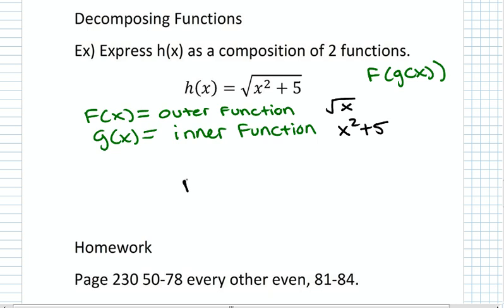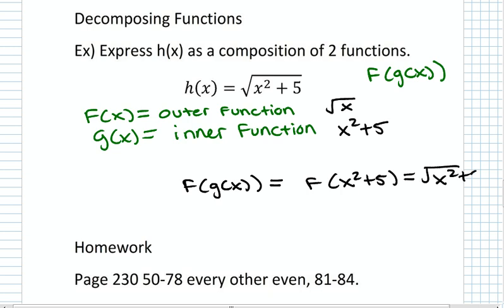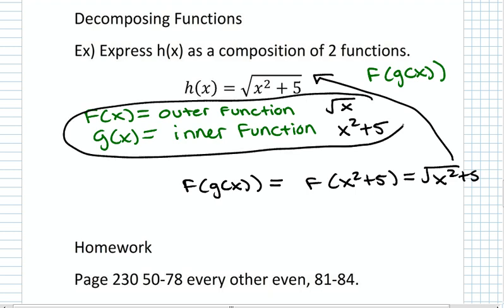Because think about it this way. If I did f of g of x, well, that would be f of x squared plus 5. And if I put the x squared plus 5 in for x, I get the square root of x squared plus 5, which is what I started with. So therefore, the two functions you compose to get h of x are the square root of x and x squared plus 5. Remember, f of x is always the outer function, g of x the inner function.